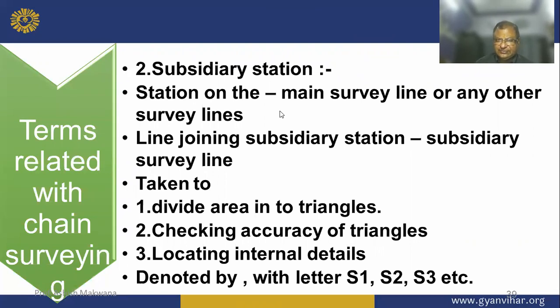Subsidiary station: a station on the main survey line or any other survey line. The line joining subsidiary stations is the subsidiary survey line, taken to divide the area into triangles, check the accuracy of the triangles and locate internal detail. These are denoted by the letters S1, S2, S3.